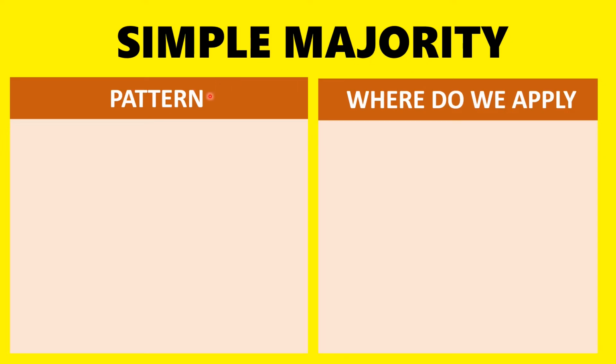Here I'm dividing it in such a fashion that we'll first learn the pattern. What is this pattern? It is the working mechanism: how simple majority works, what the requirements are, and then we will see where we apply simple majority. It may be in passing a bill, resolution or motion, whatever the case. So let's begin with the pattern or working mechanism of the simple majority.